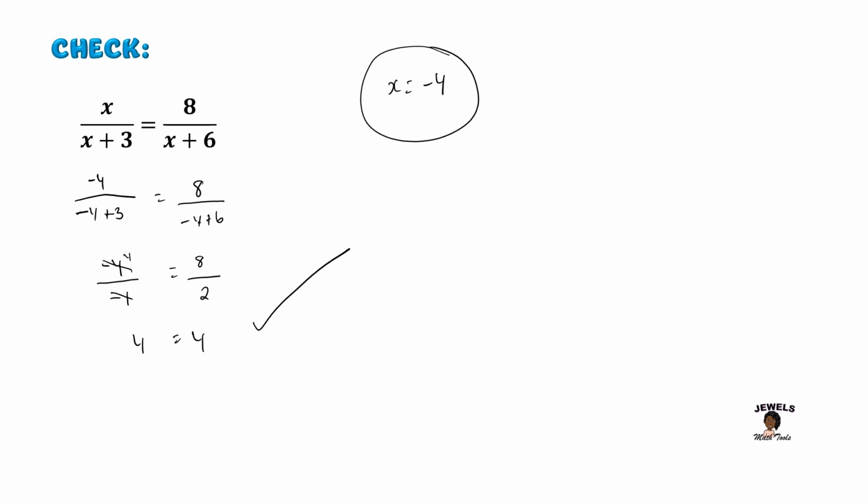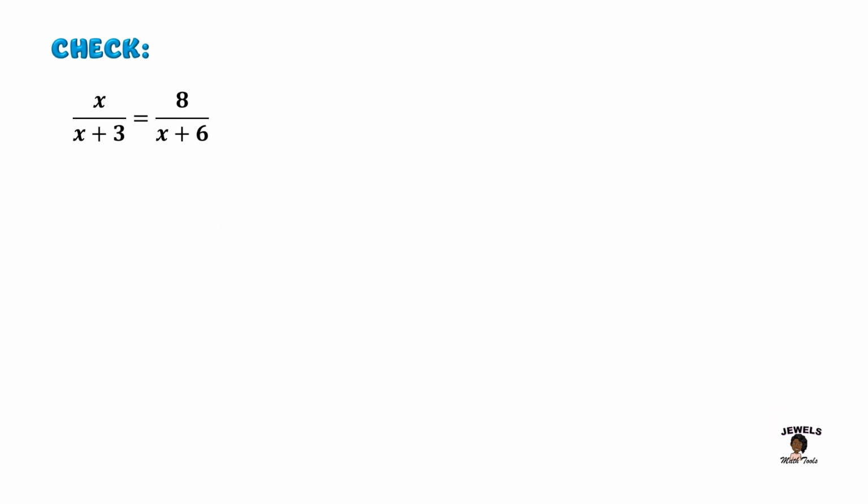So now let's test our other answer, which we got was x is equal to 6. So now let's substitute 6 everywhere in the equation where x appears, and then solve to see if this answer also justifies our equation. So let's return our 6. 6 plus 3 is equal to 9. We're going to return our 8 and 12. 6 plus 6 is equal to 12. Now let's simplify these fractions.